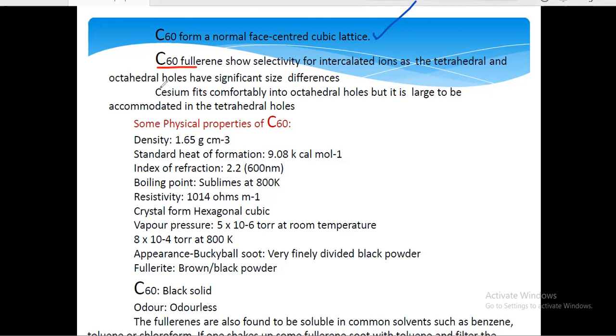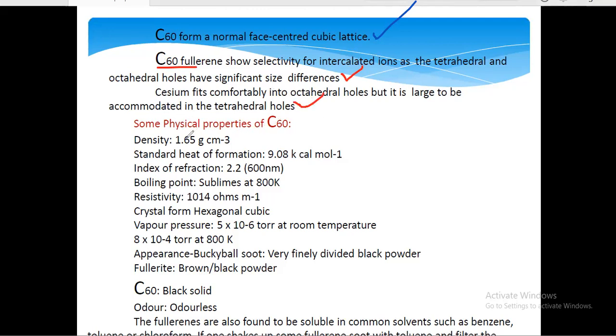intercalated ions, as the tetrahedral and octahedral holes have significant size differences. Okay, you can see a significant size difference between the tetrahedral and octahedral holes. Cesium fits comfortably into the octahedral holes, but it is too large to be accommodated in the tetrahedral holes. Okay, it's fine about cesium.